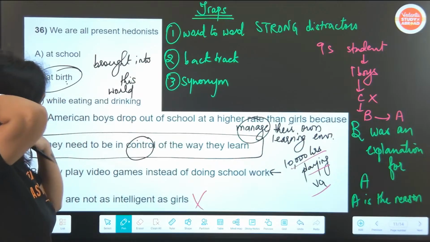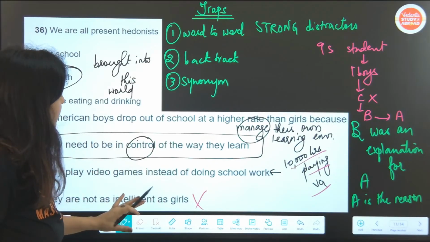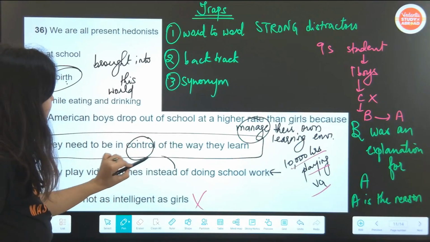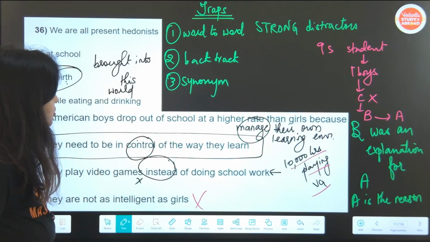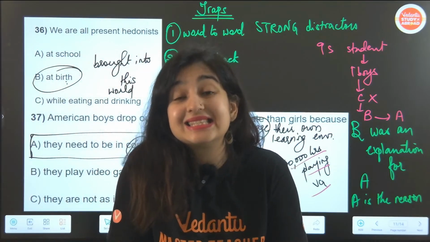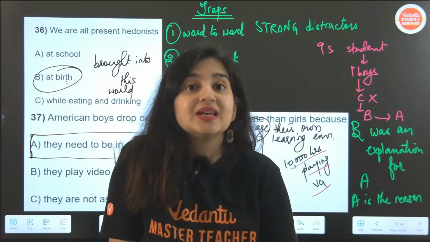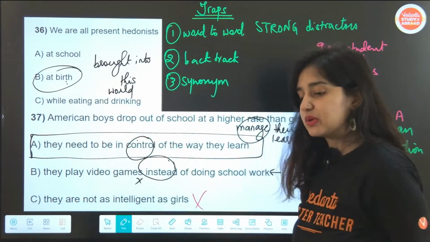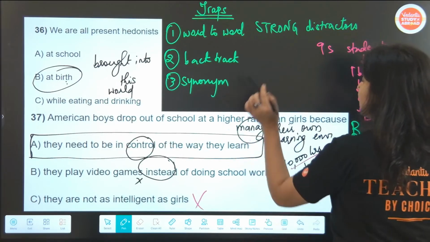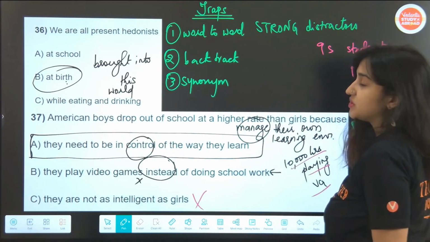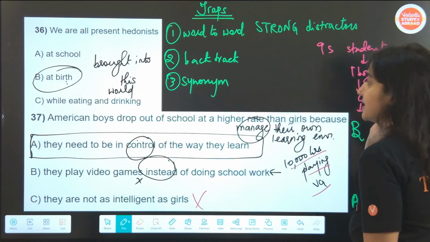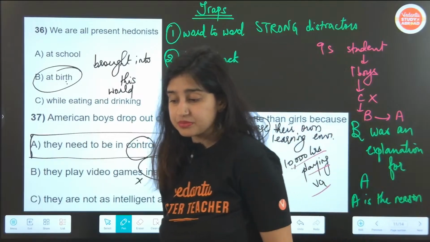So that B was stated word to word, correct? But that is a reason, and it never said that they did this instead. So that makes it wrong. It never said that they play video games instead of doing schoolwork. It just said that they spend a lot of time playing video games, right? So that also makes B wrong. A is our correct answer. All three distractors were used here. Word to word, strong distractor, backtracking, and synonym trap, right? Okay.